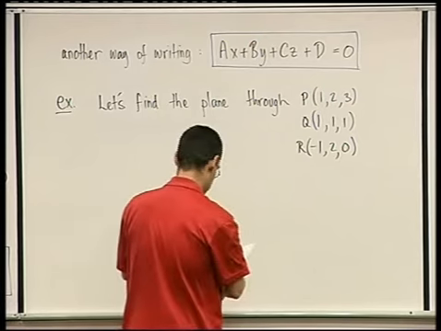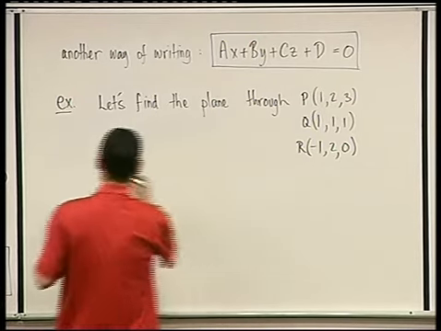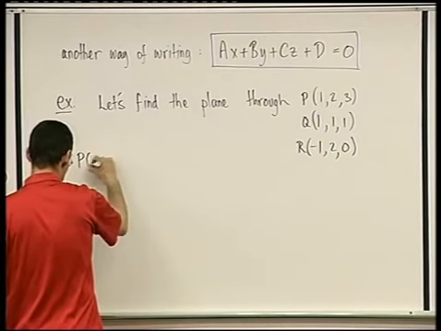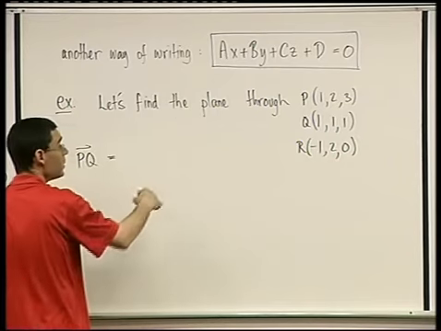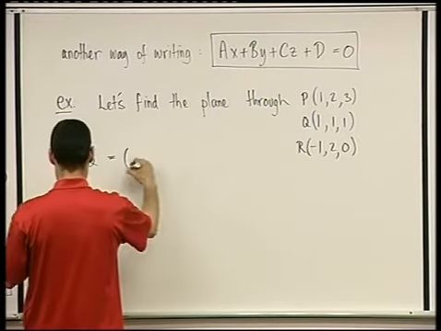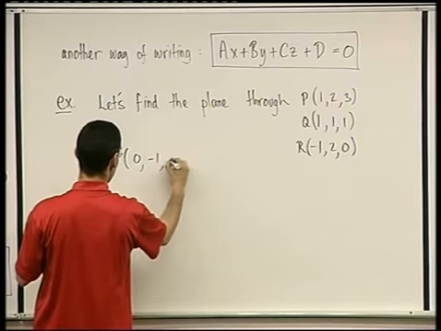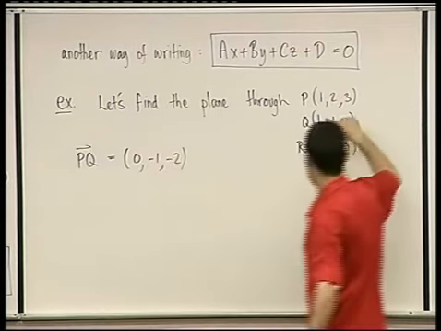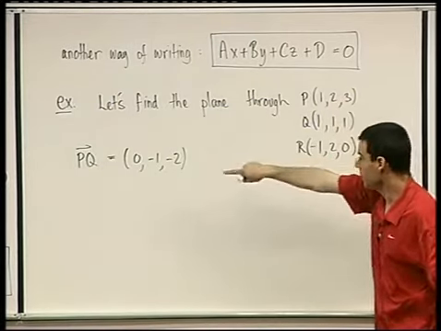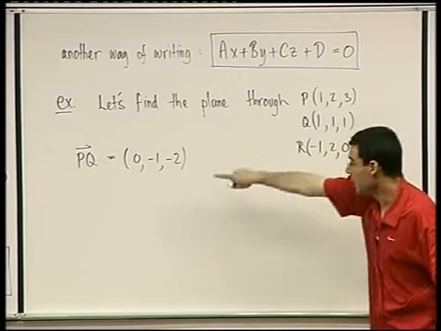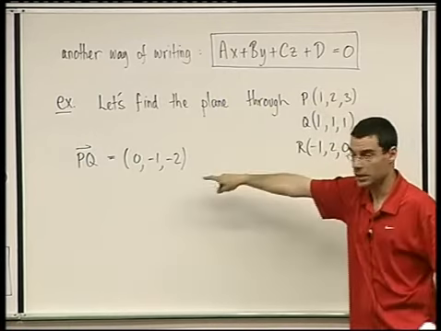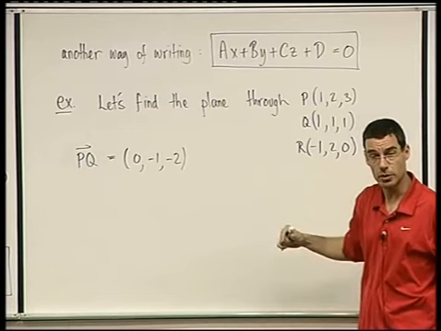So, PQ, the vector connecting P and Q, is just subtract the coordinates. So it's 0 minus 1, minus 2. 1 minus 1, 0. 1 minus 2, negative 1. 1 minus 3, negative 2. That's how we get a vector connecting 2 given points.